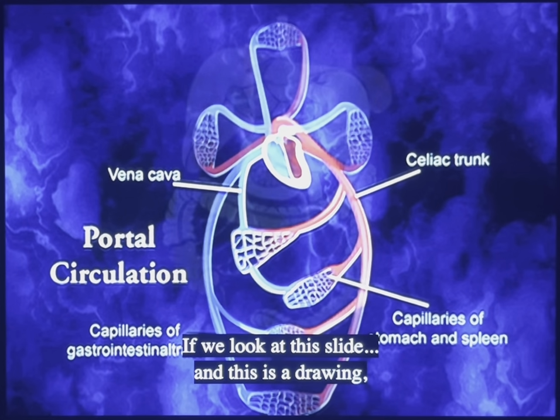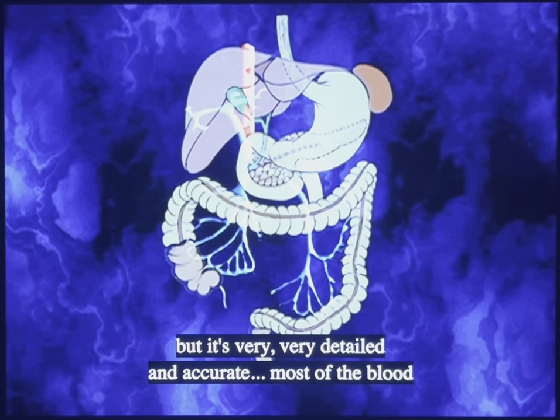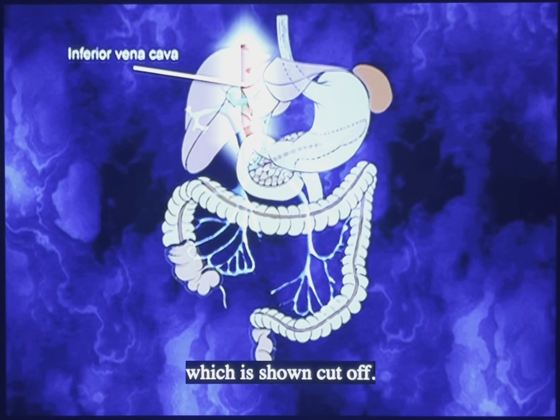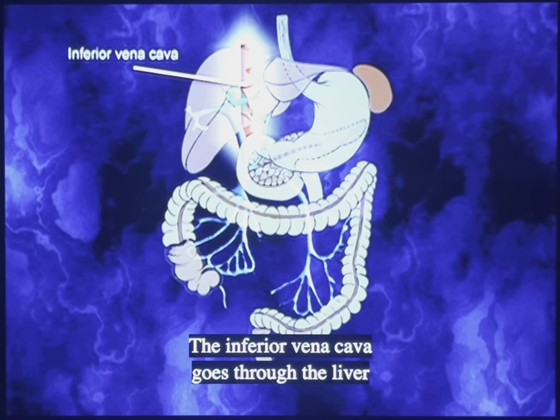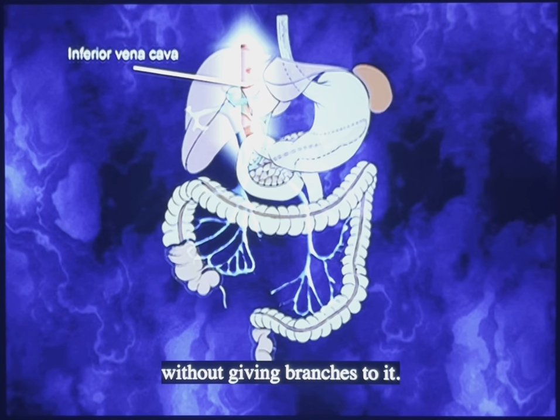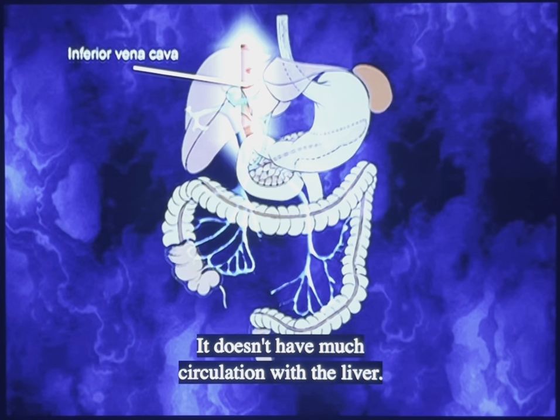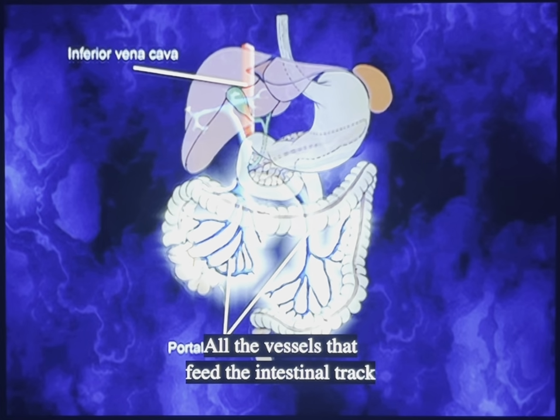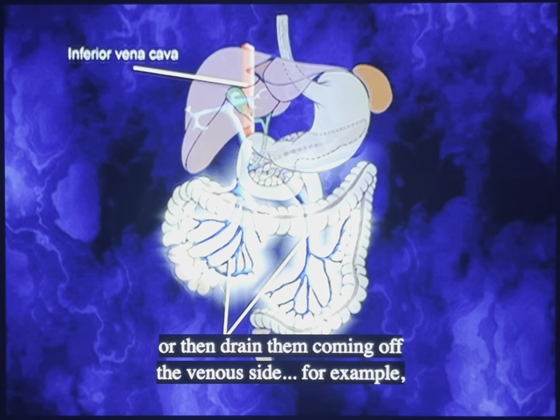If we look at this slide, this is a drawing, but it's very detailed and accurate. Most of the blood comes back from the body and goes through this big vein, which is shown cut off. It doesn't show the whole vein. This is the vena cava. The inferior vena cava goes through the liver without giving branches to it. It doesn't have much circulation with the liver. This other situation of vessels is called the portal system. All the vessels that feed the intestinal tract or that drain them come off the venous side.